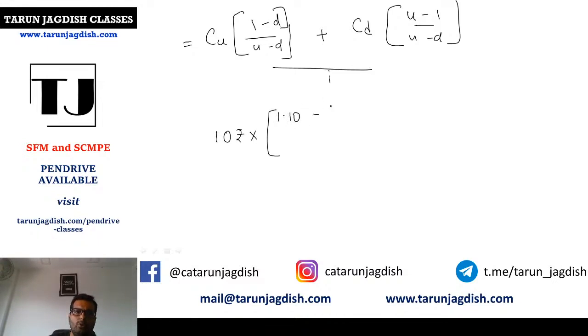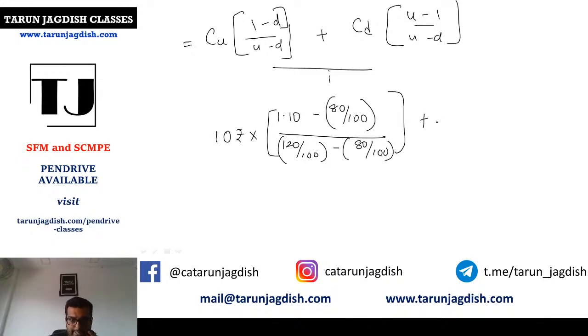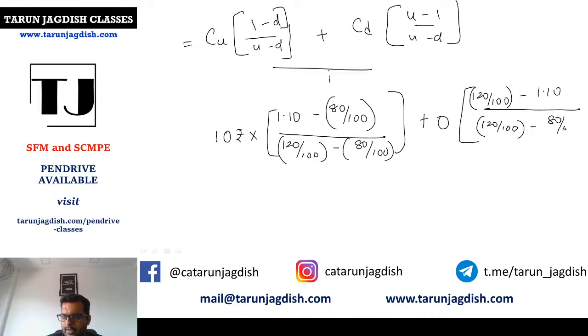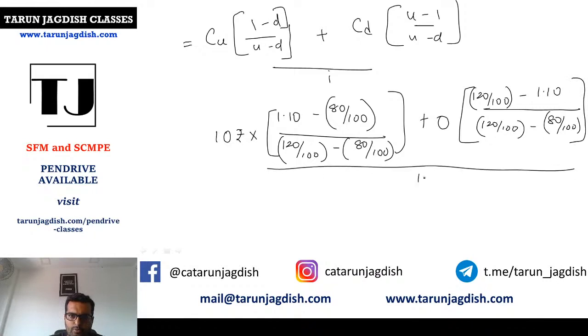D is down price. Down price was how much? 80 by 100. Am I right? Whole divided by U was how much? 120 by 100 minus 80 by 100 plus CD is 0. When the price falls down, we lapse the option, it becomes 0 into, I know it is 0, but still for you to understand the logic, I am doing this. 120 by 100 minus 1.1 divided by 120 by 100 minus 80 by 100, whole divided by 1.1.